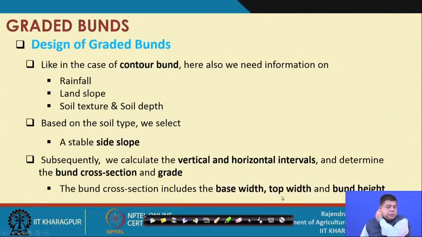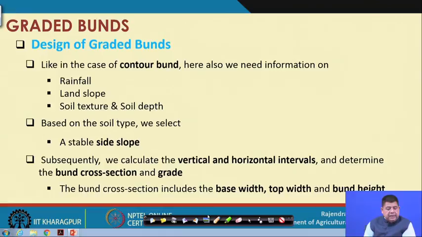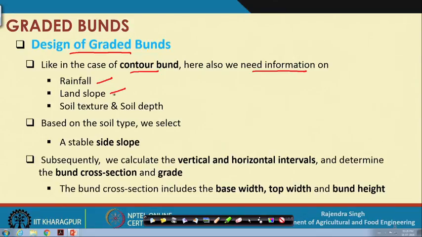Now, coming to design of graded bunds, there are certain aspects we have to keep into account. Like in the case of contour bund, we need information on rainfall, which gives us an idea about how much water the structure is likely to handle. The land slope first helps us in deciding the adaptability, which kind of bund, and is also used in designing various other parameters of the structure. Then soil texture and soil depth.